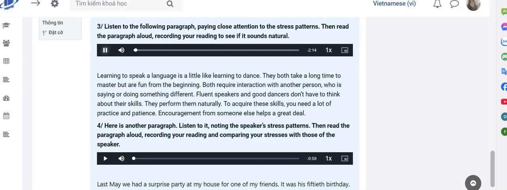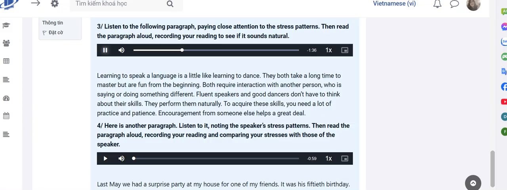Listen to the following paragraph, paying close attention to the stress patterns. Then read the paragraph aloud, recording your reading to see if it sounds natural. Learning to speak a language is a little like learning to dance. They both take a long time to master, but are fun from the beginning. Both require interaction with another person who is saying or doing something different. Fluent speakers and good dancers don't have to think about their skills. They perform them naturally. To acquire these skills, you need a lot of practice and patience. Encouragement from someone else helps a great deal.